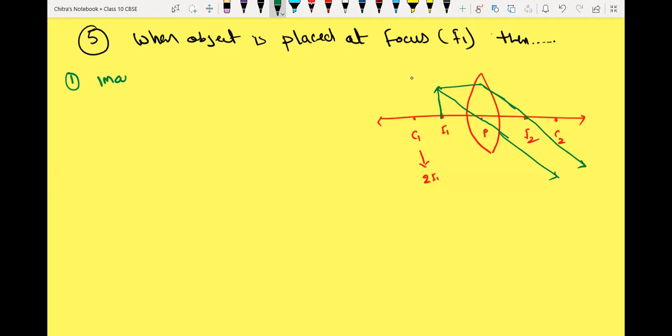Image will form at infinity, or infinite distance, we can write also. Number two, the size of image is very large.